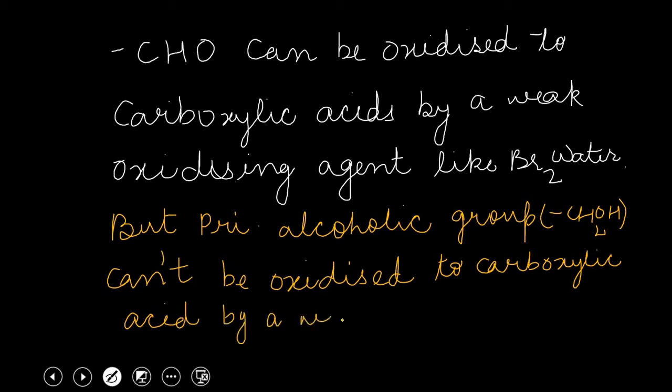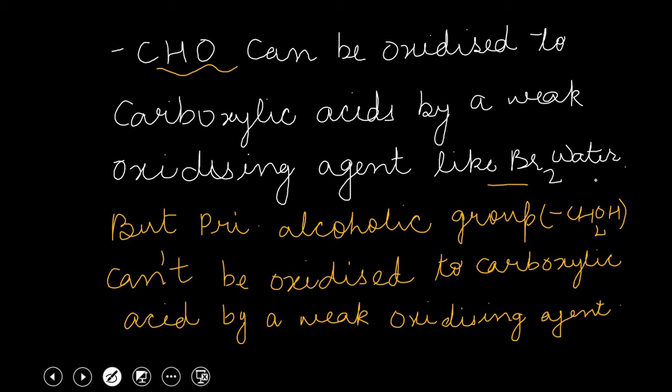By a weak oxidizing agent. So children, this point you have to memorize, you have to keep in your mind so that the reaction will become very easy for you to learn. CHO group can be oxidized by a weak oxidizing agent like bromine water. But primary alcoholic group, which is a CH2OH group, cannot be oxidized to carboxylic acid by a weak oxidizing agent.